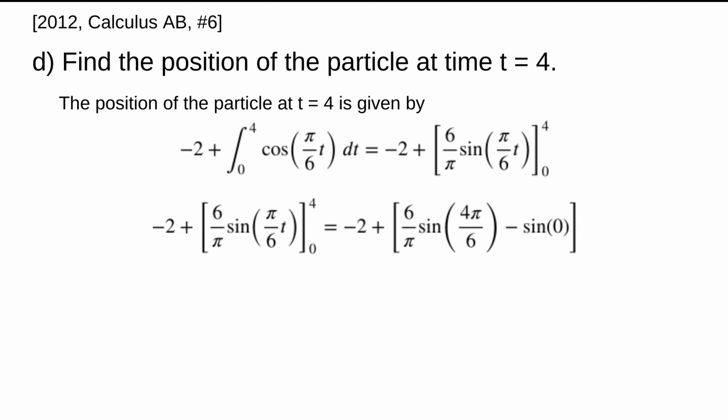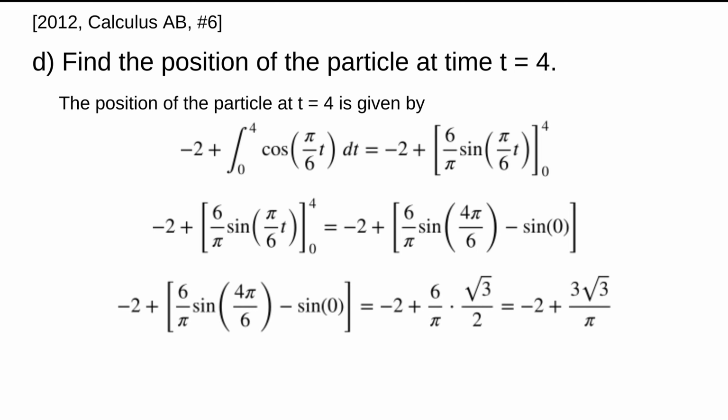So if I evaluate my antiderivative at 4, I get 6 over pi times the sine of 4 pi over 6 minus what is going to amount to the sine of 0. And since sine of 0 is 0, that's just going to disappear. So I'm going to get -2 plus 6 over pi times square root 3 over 2. And that's just going to give me -2 plus 3 square root 3 all over pi.